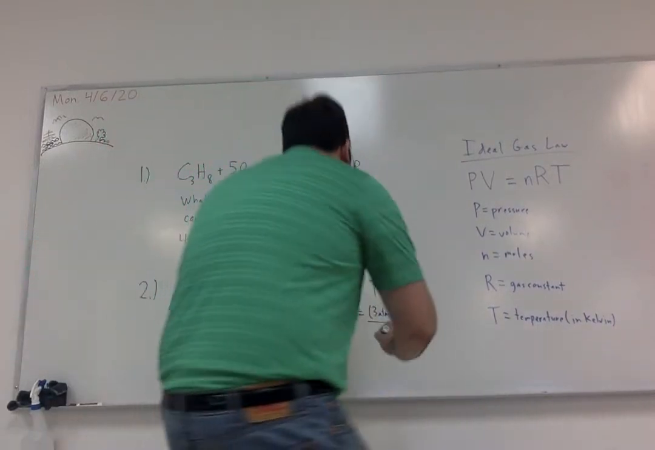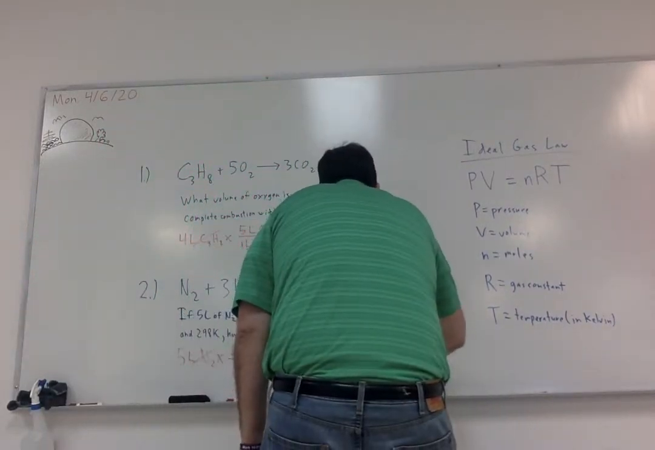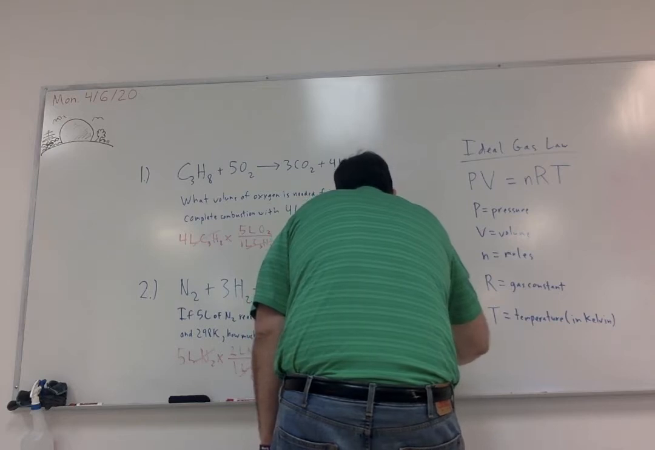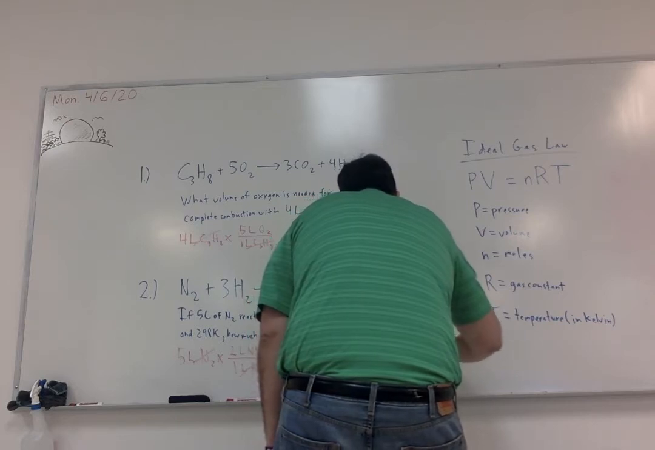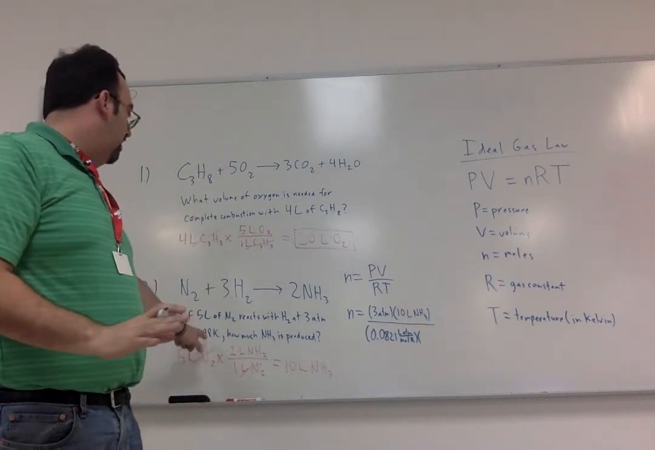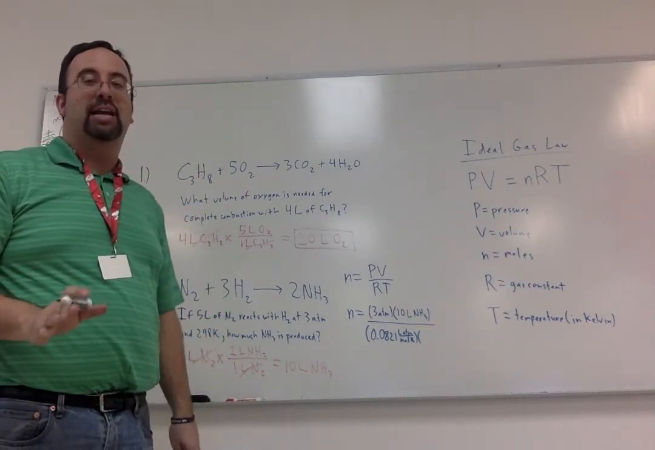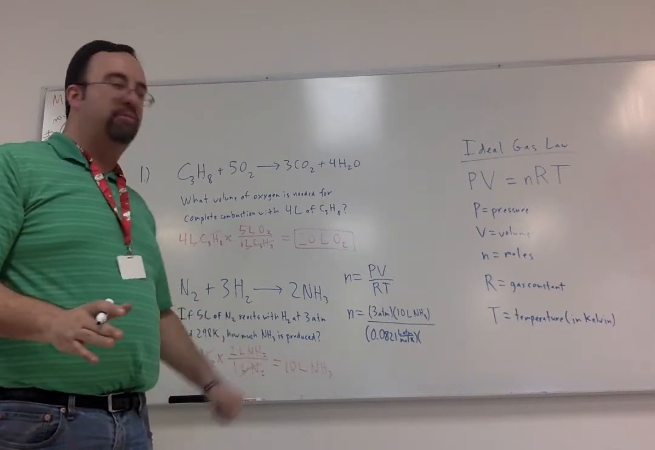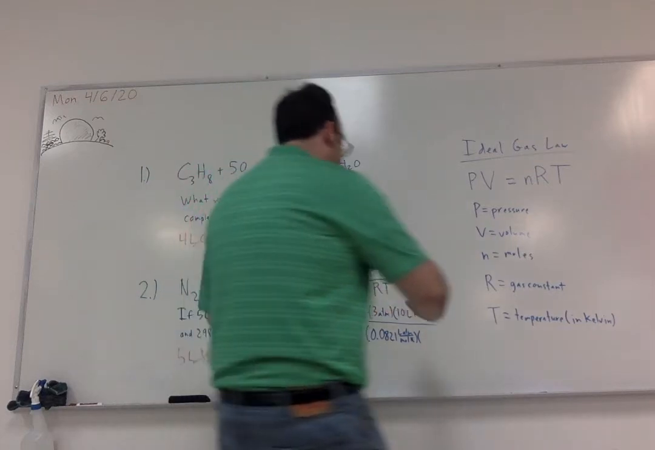And so we're going to have 0.0821 liter atmospheres per mole K. And then finally, we're told that the temperature of our gas in this case is 298 K. So fortunately, we don't have to convert from Celsius to Kelvin. It's already provided for us. So we'll put the 298 K here.